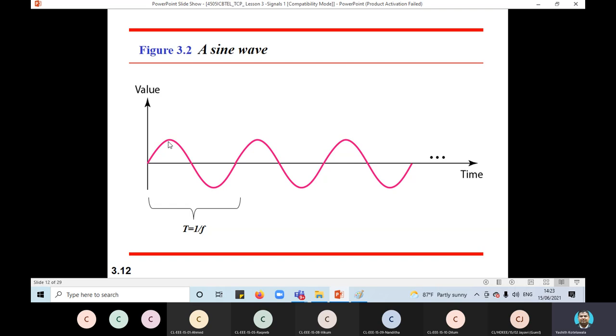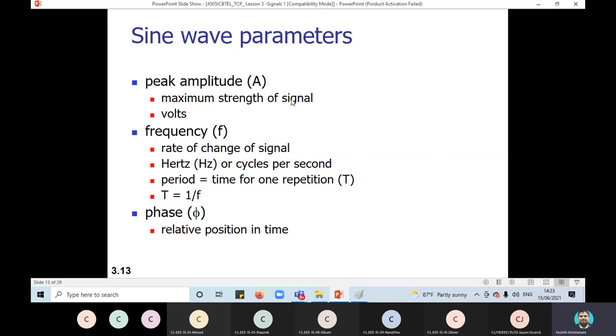So the most important parameter when it comes to communication is the peak amplitude, the maximum strength of the signal measured in volts. It starts from zero and slowly climbs up. The strength keeps on increasing and it goes to the peak value. That means the maximum strength, maximum power of the signal. Then it comes back down and goes to the negative, the minimum power when it comes to logic. But in the other way around, again it is the maximum power in the opposite direction of current flow. Then again it comes up. Likewise it goes. So peak amplitude is one important parameter.